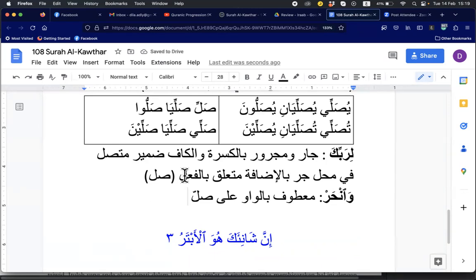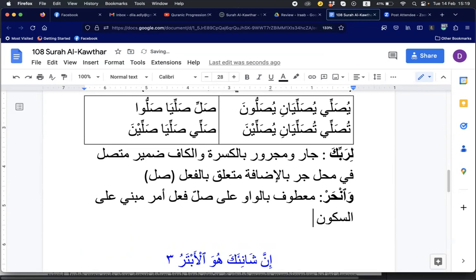Okay, maybe we just put that: mabni ala sukun, and then the fa'il. Is the fa'il the same? The same, mustatir wujuban, taqdiruhu anta. Yes, okay, good.